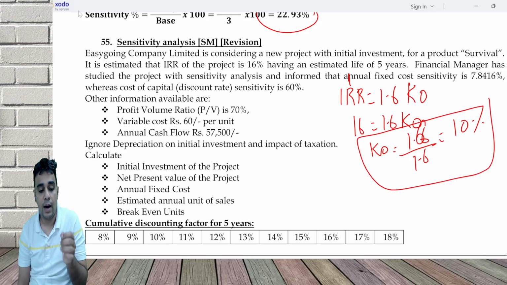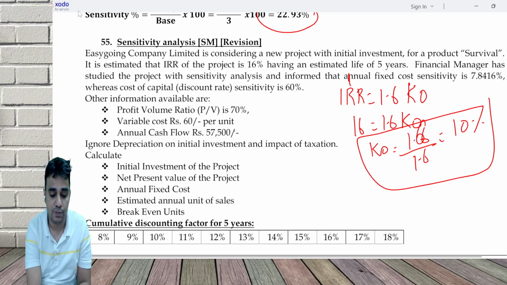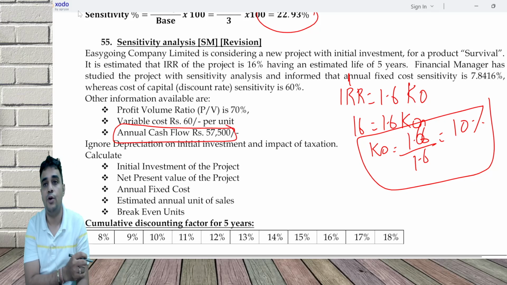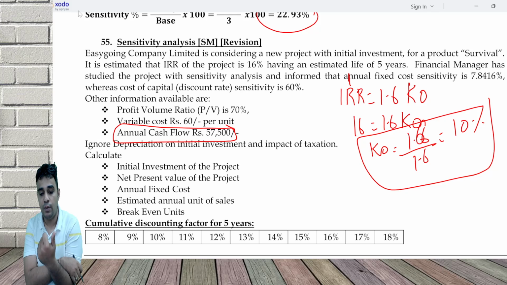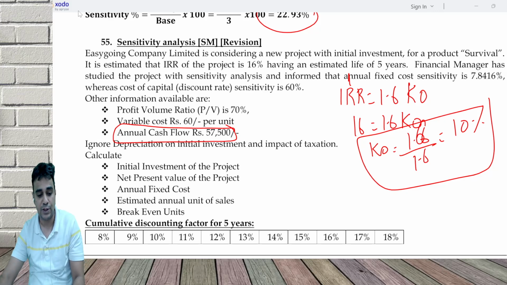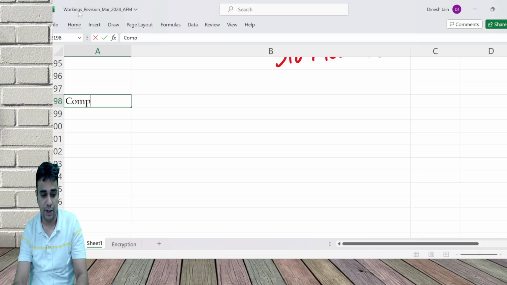Okay. Now I know my annual cash flow is this much, which is 57,500. I can do the calculation first at 16%. When I do the calculation at 16%, my initial investment will come. And then I'll repeat the calculation at 10%, which will give me NPV. First I'll do it at 16%. Next, computation of initial investment.